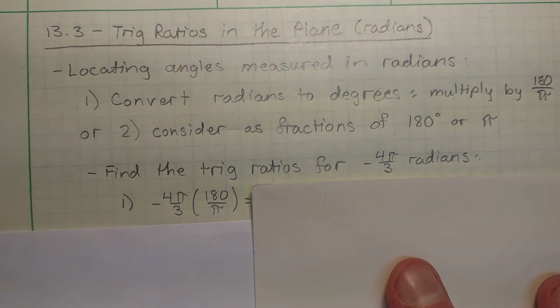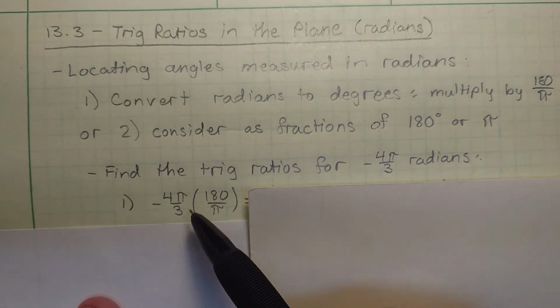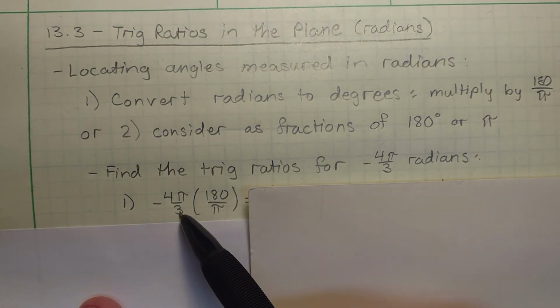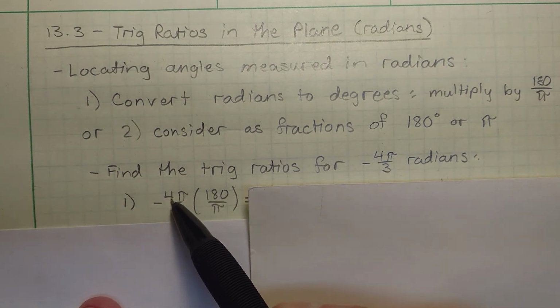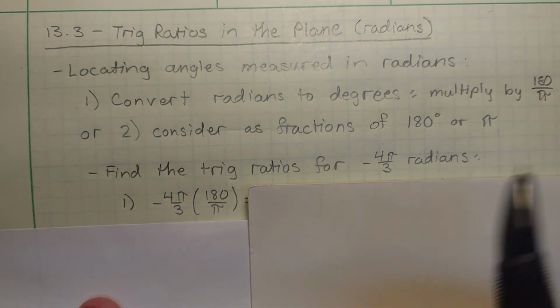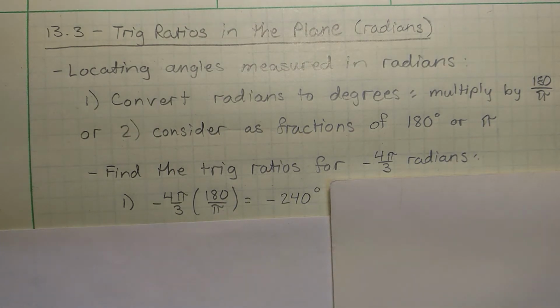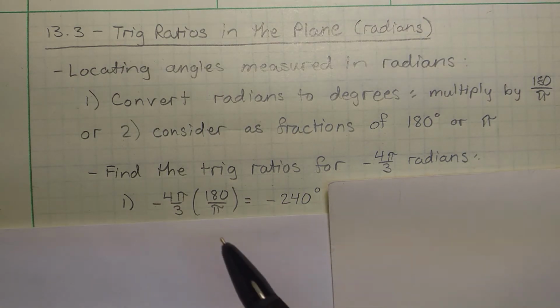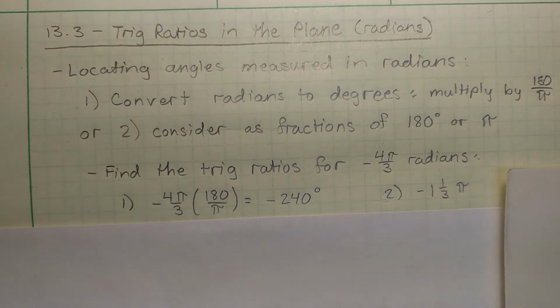So we multiply by 180 over pi. Now the quickest way to do this here is, notice the pi's cancel. 3 divides into 180 evenly for 60. So I get 4 times 60, which is 240. So I just have negative 240 degrees. That's one way to get it. The other way to get it is think of that negative 4/3 as being fractions of pi. So if I change that to a mixed number, that would be like negative 1 1/3 pi.